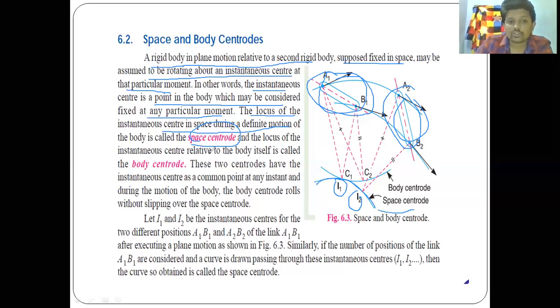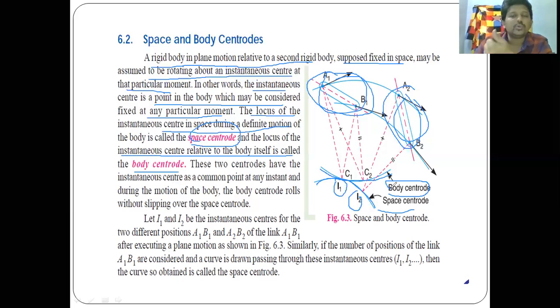And the locus of instantaneous centers relative to the body itself is called the body centroid. That means these are instantaneous centers, but there is a locus relative to the body. With respect to these two bodies, there is also a locus, which is defined as the body centroid. Okay, we have two centroids: space centroid and body centroid.